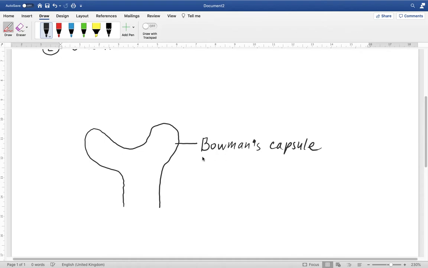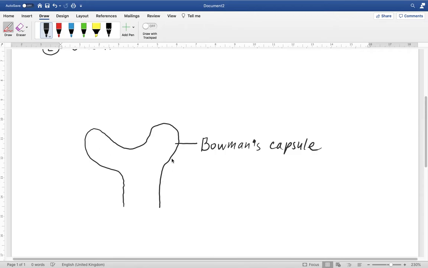Well, here Bowman's, the B is actually capital, and I hope you know why, because it's named after a person, hence the apostrophe. So it's a capsule belonging to this chap called Bowman, because he was the scientist who first described it, and so that structure ended up being named after him.